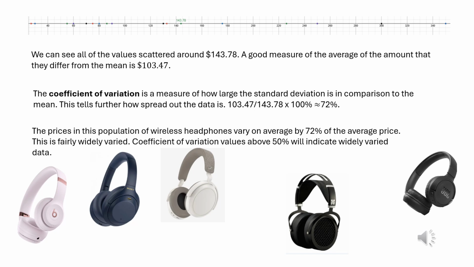The prices are relatively widely spread out, from a very low of $27 to a very high of $350. Like, somebody's going to notice spending $27 versus $350. If your coefficient of variation is above 50%, that's indicating that you have a set of data that is fairly widely spread out.